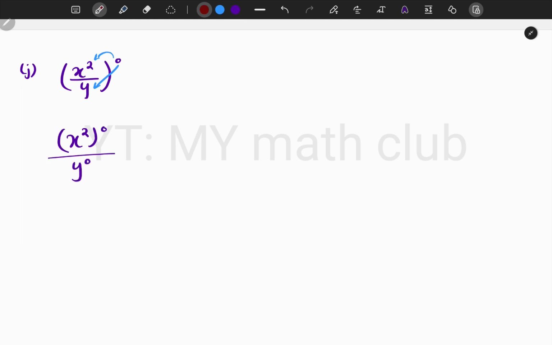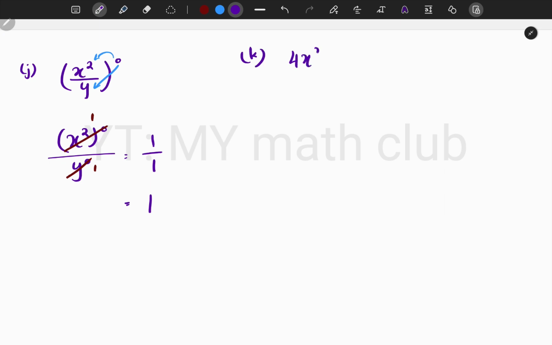Question J. x squared over y in brackets to the power of 0. Okay, we're going to do the same thing. We're going to apply the power from the outside of the bracket to all of the numbers inside the bracket. So you have x to the power of 2 times 0 over y to the power of 0. Anything to the power of 0 is equal to 1. So in this case, 1 over 1 and your final answer is 1.